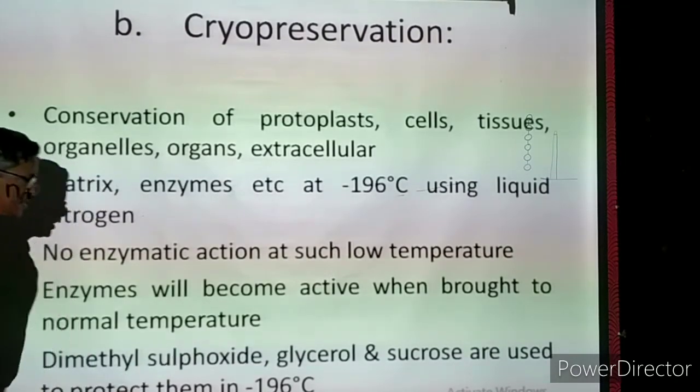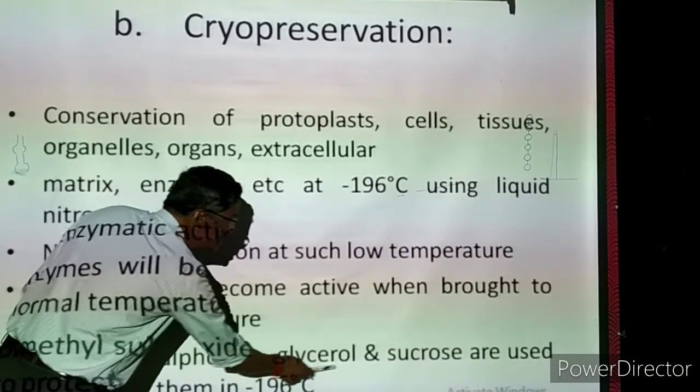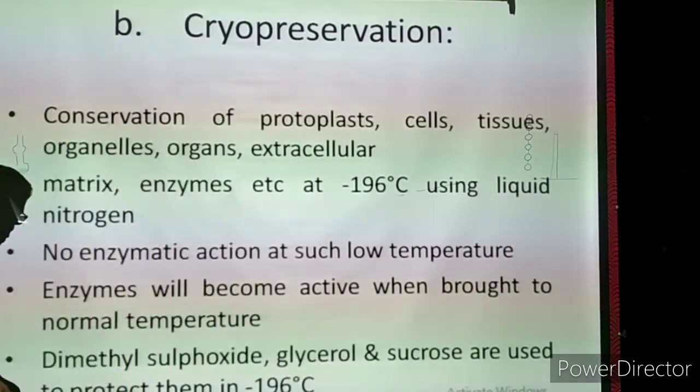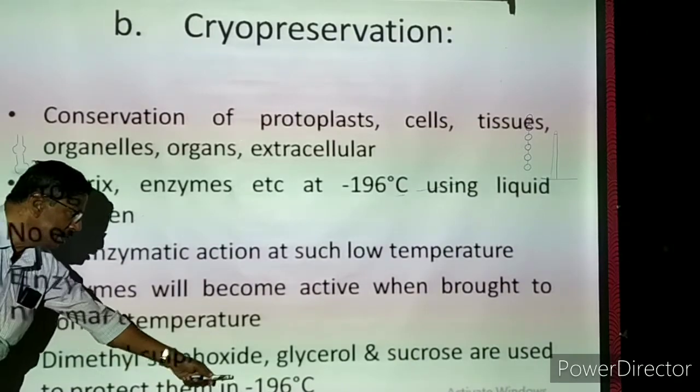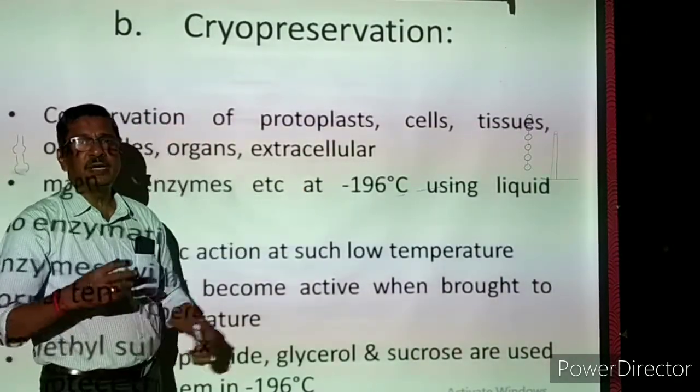Dimethyl sulfoxide, one chemical called dimethyl sulfoxide, glycerol and sucrose are used to protect them at minus 196. All of them are kept at this minus temperature, but they need some food.